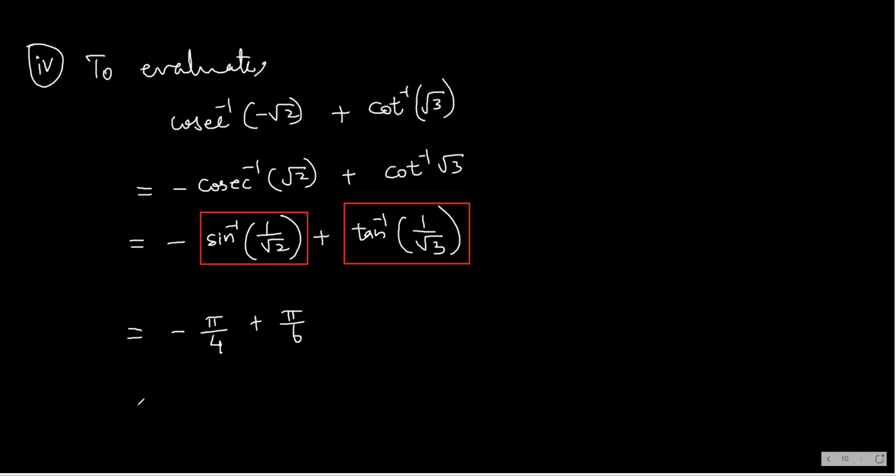Minus pi by 4 plus pi by 6. So the LCM here is 12. I get minus 3 pi plus 2 pi over 12. That is equal to minus pi by 12. This is what I get. I get the answer as minus pi by 12. I hope you all have understood.